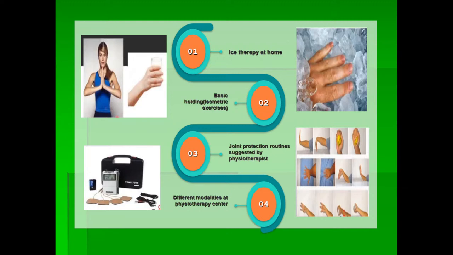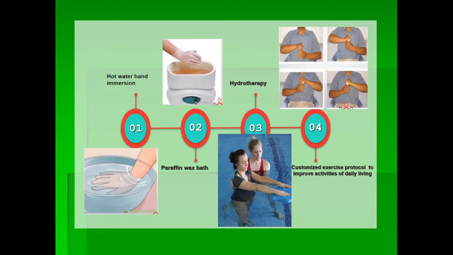Dear students, you can see the schema of physiotherapy, physical rehabilitation, for a person with arthritis. Start from ice therapy at home, basic holding isometric exercise, joint protection routines suggested by the physiotherapist, different modalities, and at the physiotherapy center. It was the first stage, the acute phase, but this is the subacute stage. Now you use paraffin wax bath, thermotherapy, or hot water hand immersion, which you can do at home. You can use hydrotherapy, customized exercise protocol to improve activities of daily living.